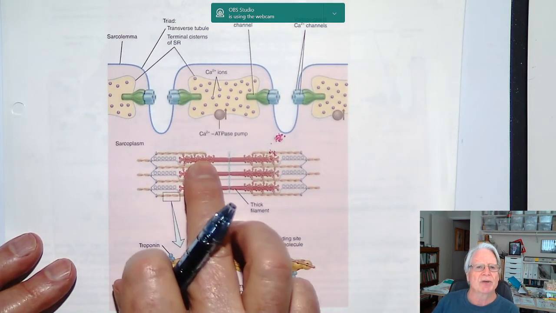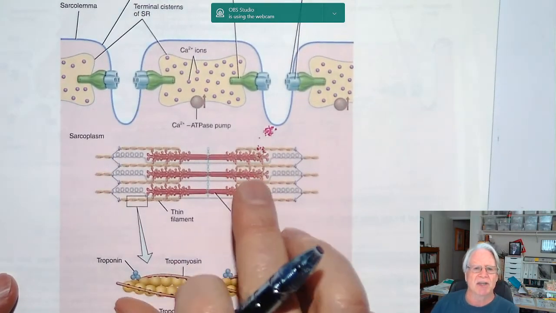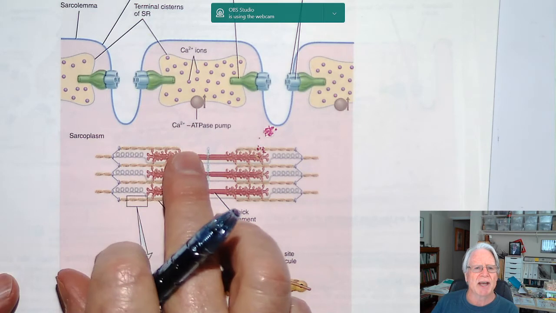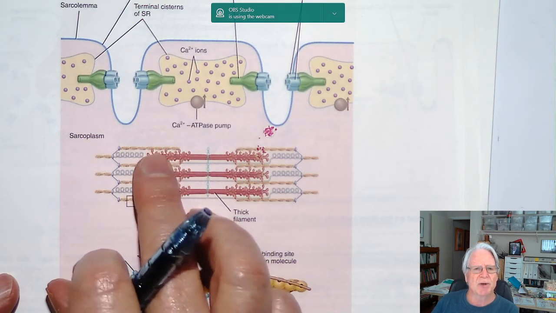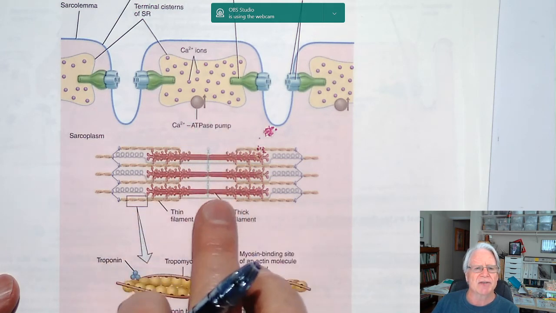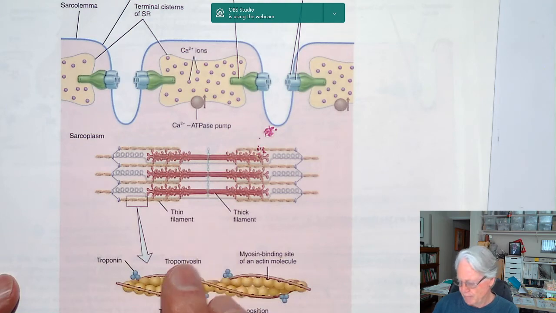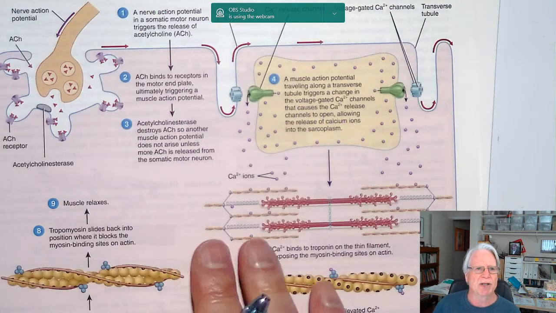Notice also the situation in terms of the relative positions of thick and thin filaments. So we have overlap of thick and thin filaments primarily in the region of where the heads are, and the center of the sarcomere is relatively clear of thin filaments. Okay? So that's the state of affairs prior to stimulation.